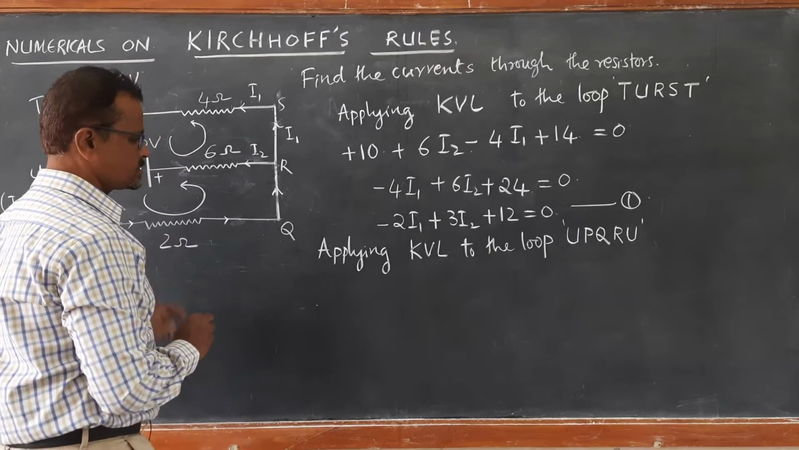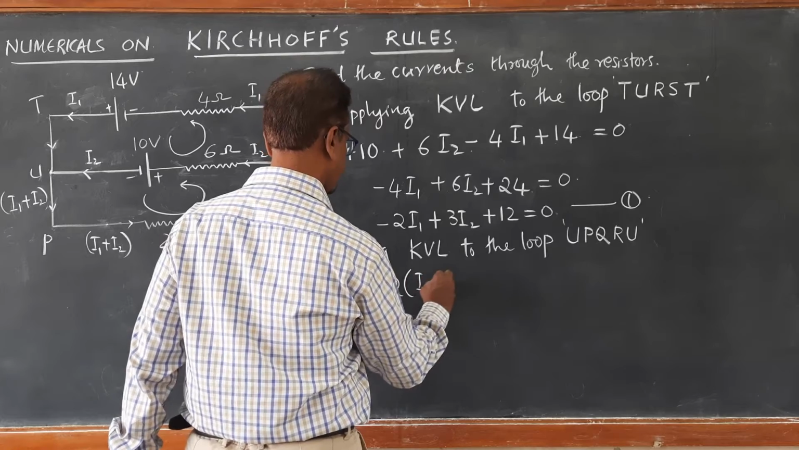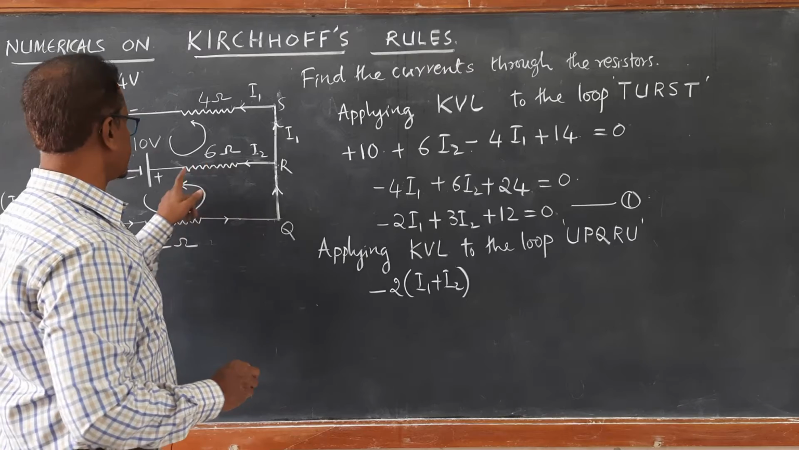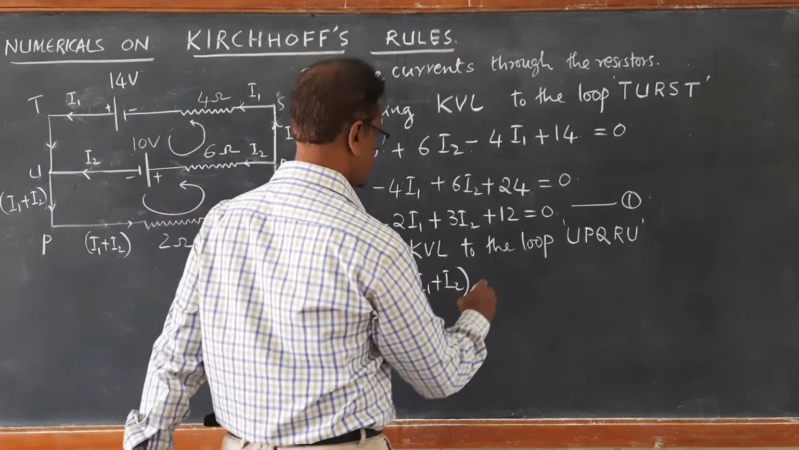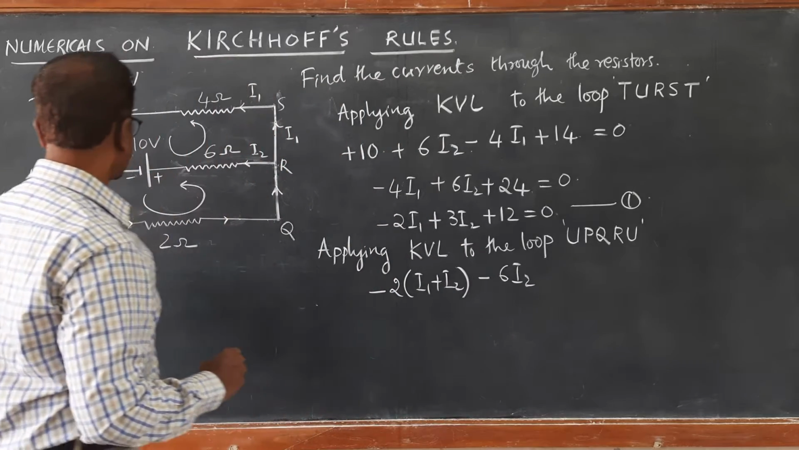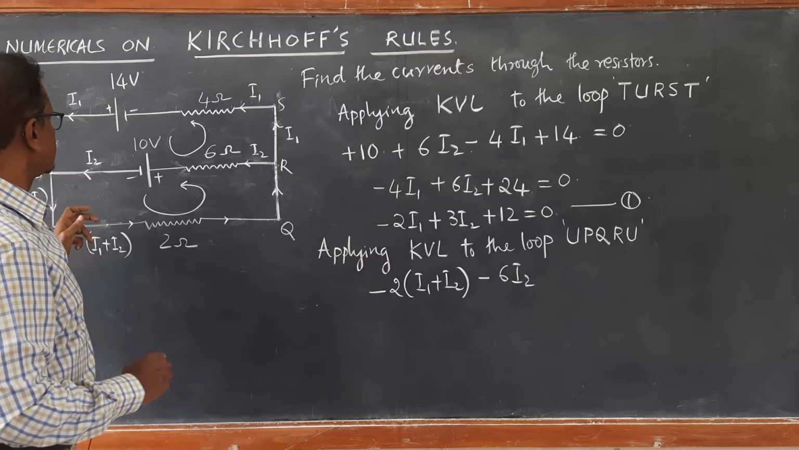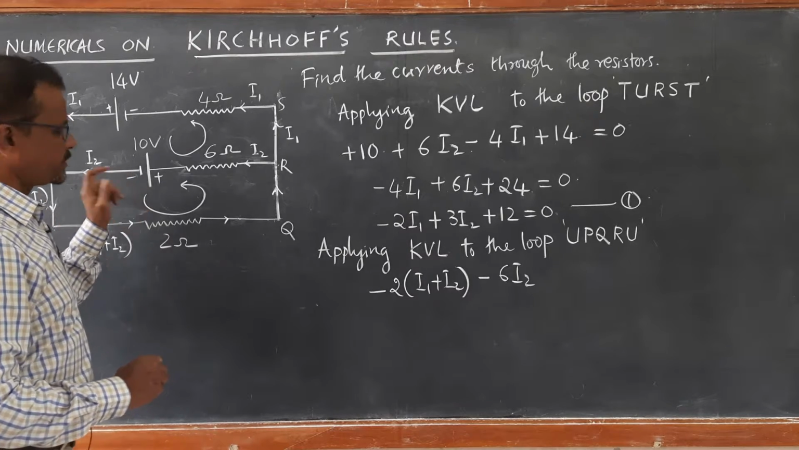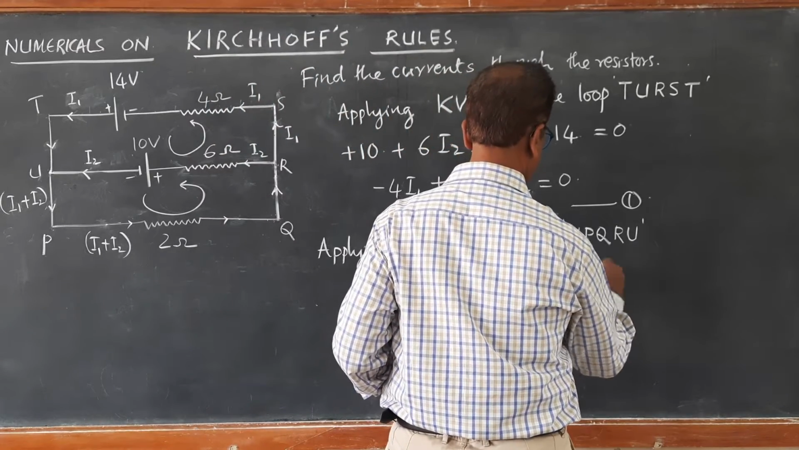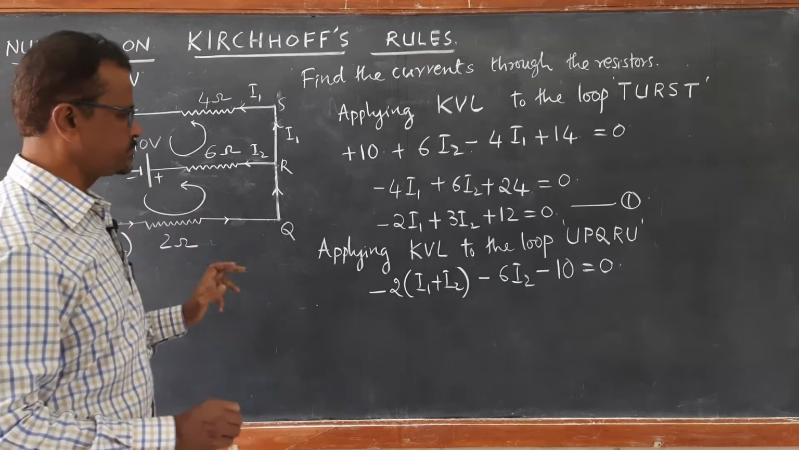So this becomes minus 2 into I1 plus I2. There is a drop in potential. Again from here to here, there is a drop in potential: minus 6 I2. And here, from here to here, there is a drop in potential. So it becomes minus 10. From positive to negative, there is a drop in potential. Therefore, it is minus 10.